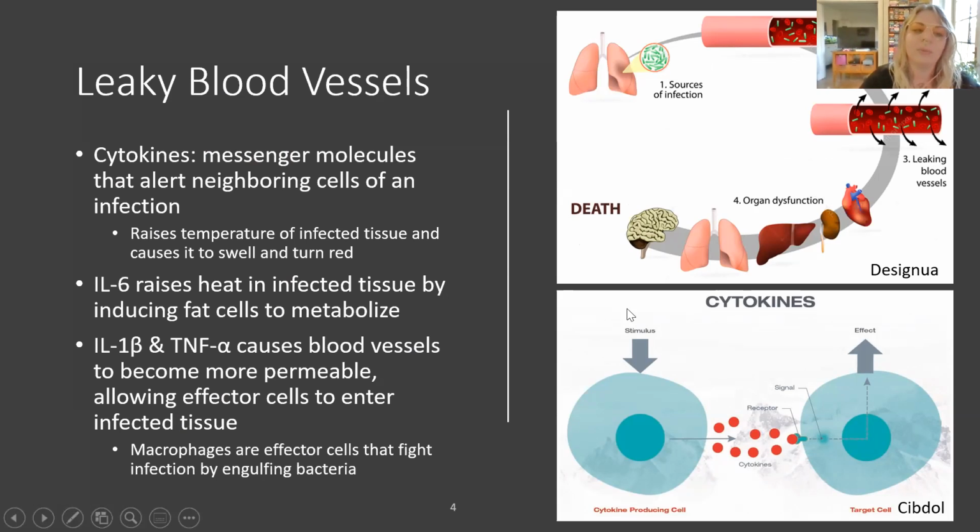And so cytokines are responsible for raising your temperature and causing infected tissues to turn red and swell in response to an infection, meaning that the symptoms associated with infection are actually caused by your body's immune response. For example, the cytokine IL-6 induces fat cells to metabolize, which makes heat and raises the temperature in infected tissue, while IL-1 beta and TNF alpha cause blood vessels to become more leaky, allowing effector cells like macrophages to enter infected tissue and help fight infection by phagocytosing bacteria.